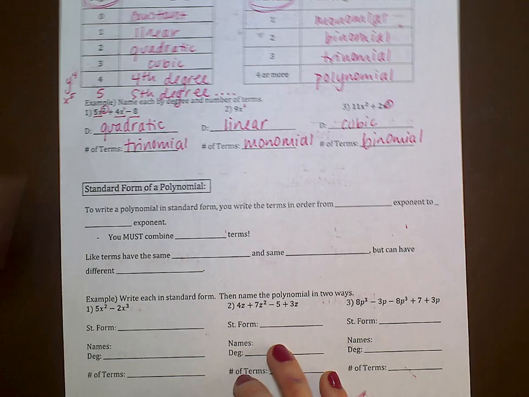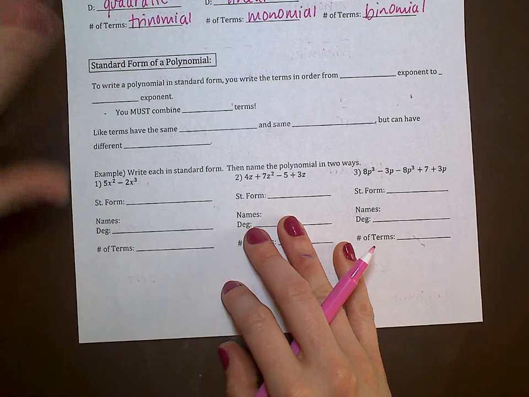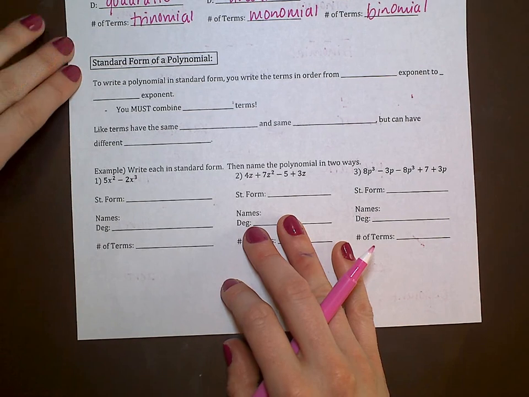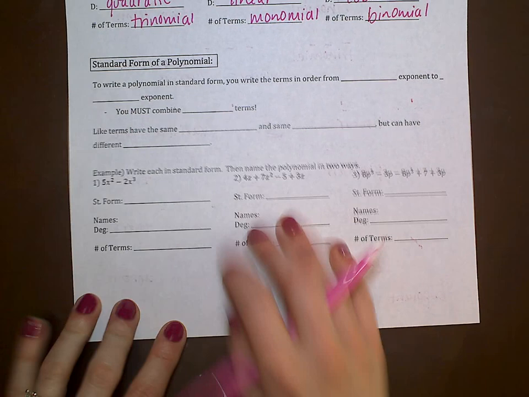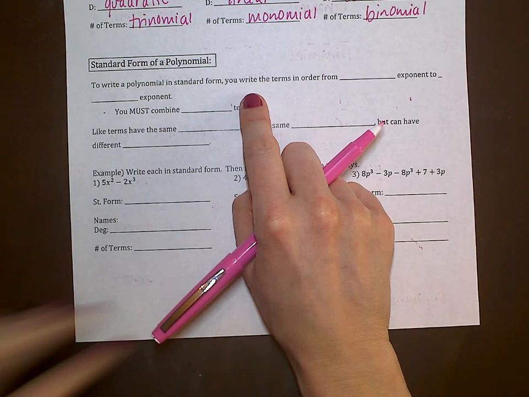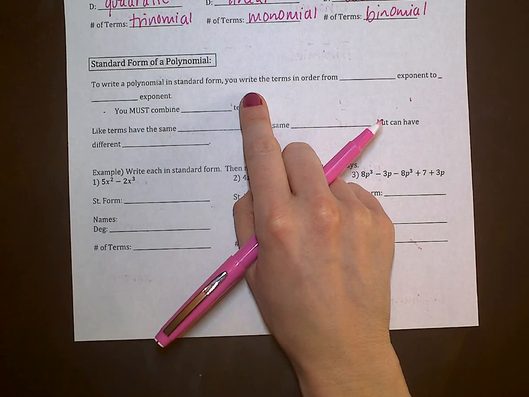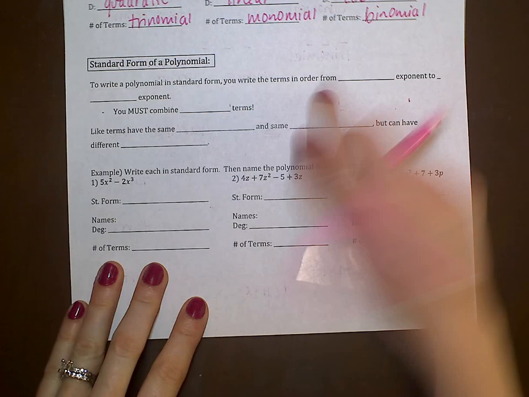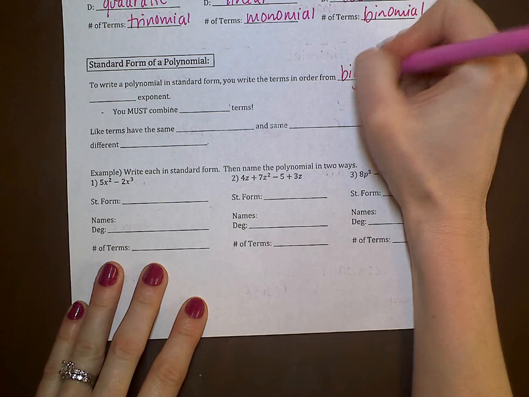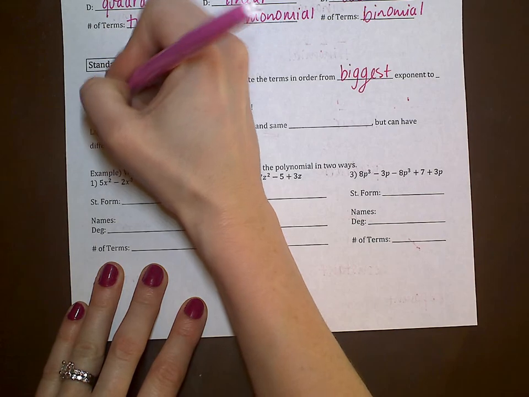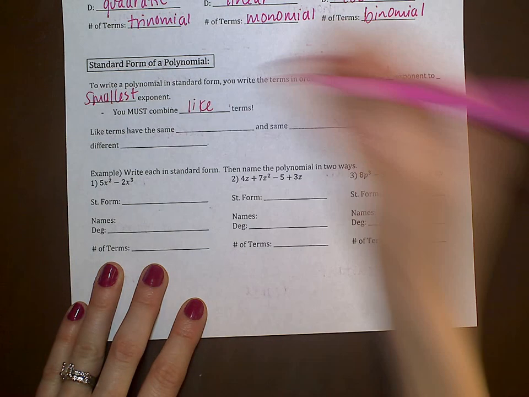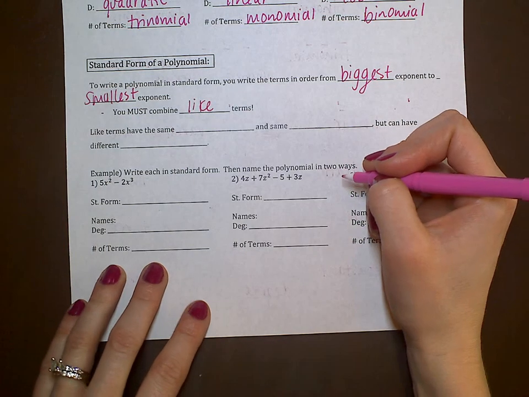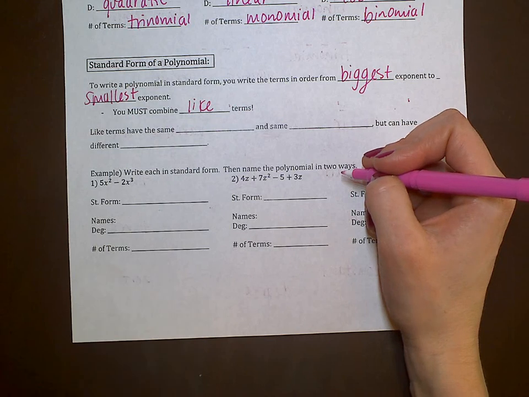Now there's a second part to today's lesson, besides just naming or classifying, and that's being able to write a polynomial in what's called standard form. Now to do this, all you have to do is arrange the terms in the right order, and you order them from biggest exponent to smallest exponent. Keep in mind that you must combine like terms if you can. So if there's 2 terms that are like z squared, you'd want to put those together to make it simplified and in standard form.